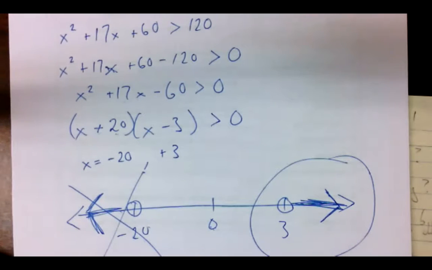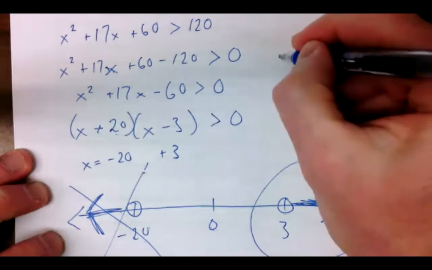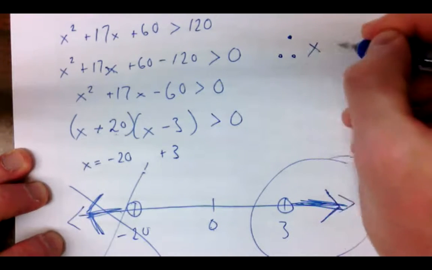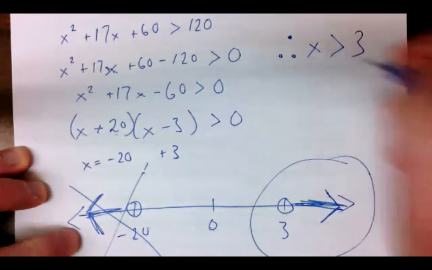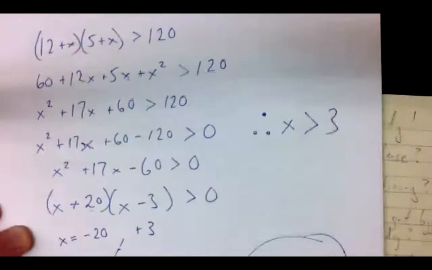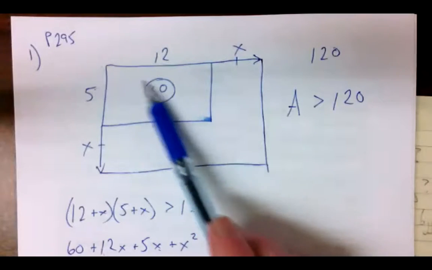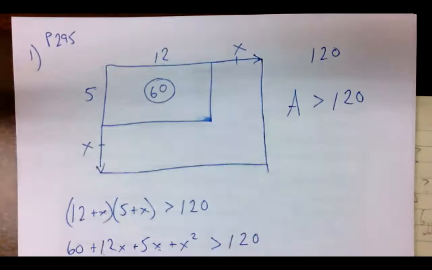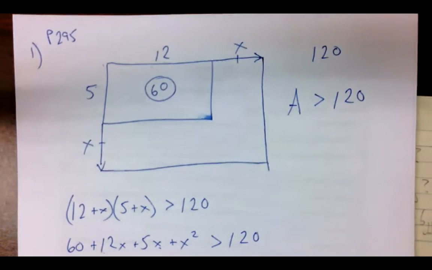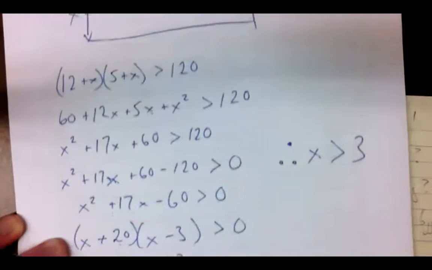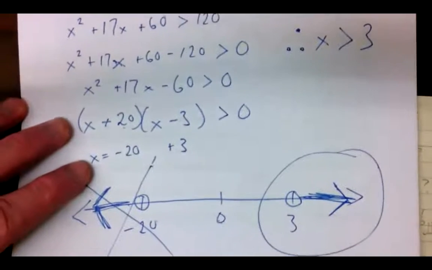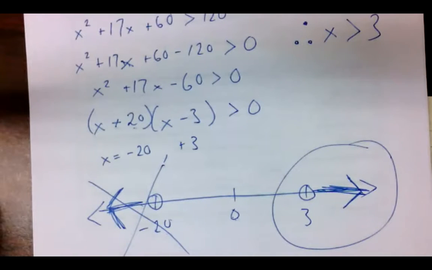And this will be what we go with. So in other words, therefore, x is greater than 3, not greater than or equal to, greater than 3. So the new length will be greater than 15 and the new width will be greater than 8. Does that make sense? See the whole rejection process and how we pick these points?